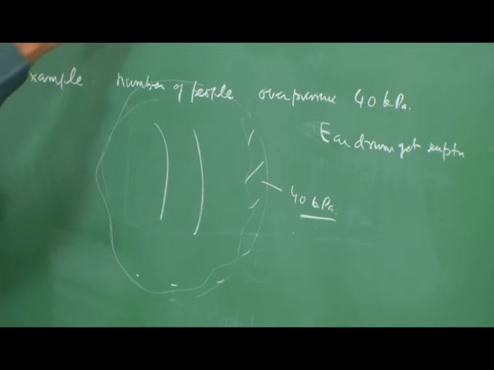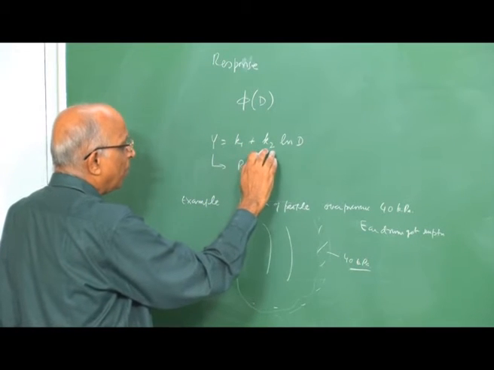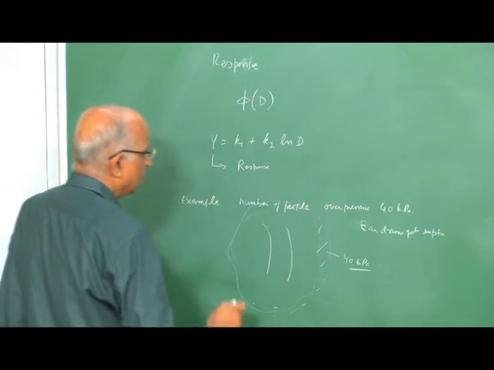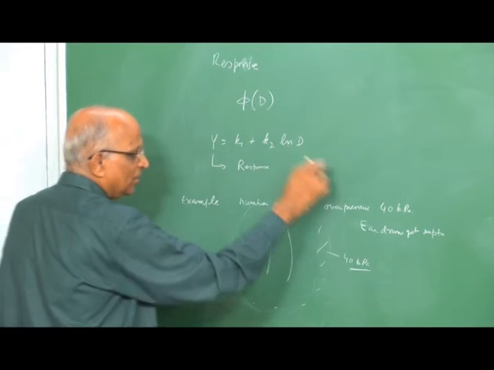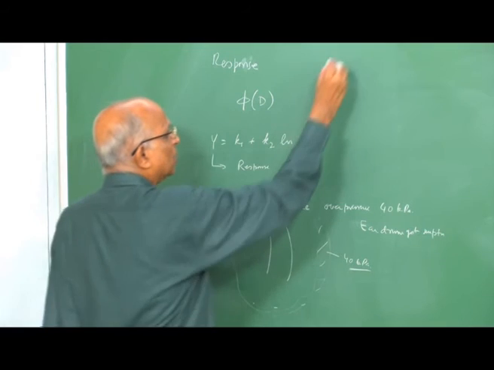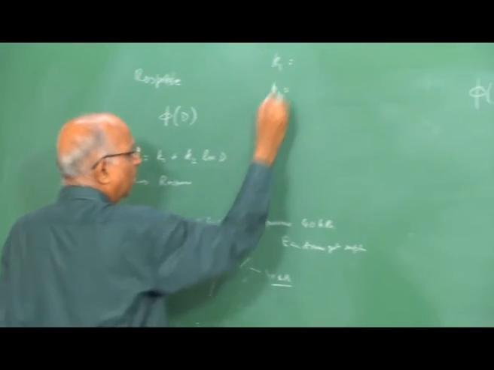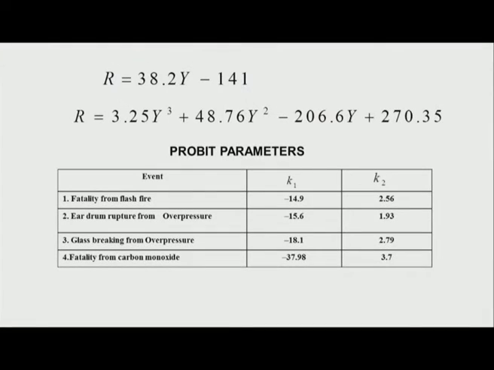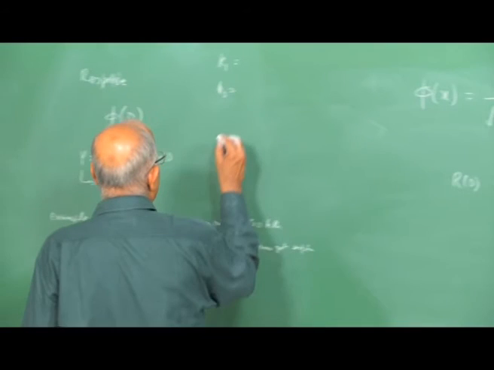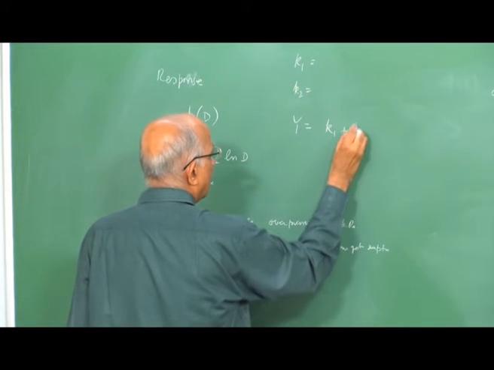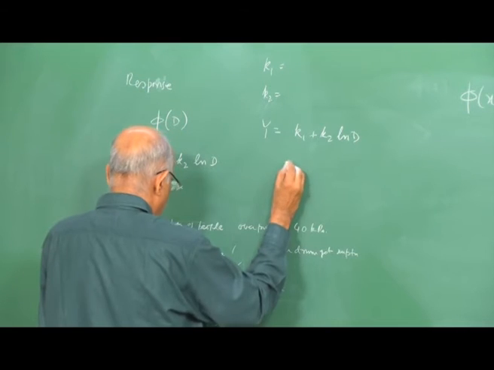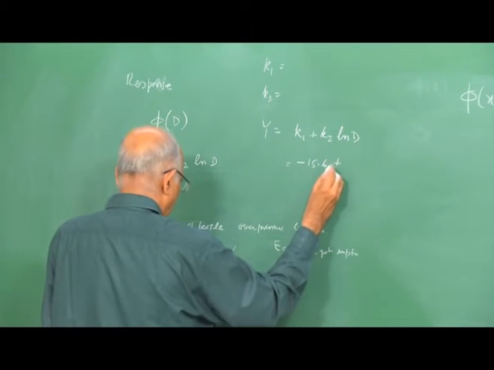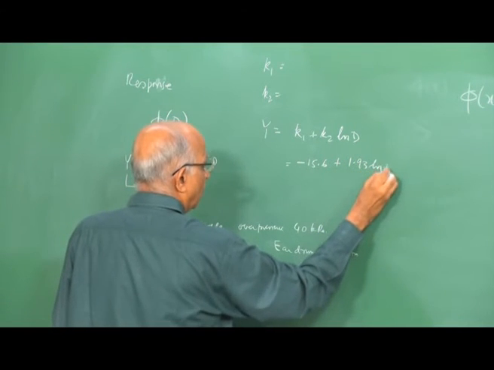In this problem, if I could have the value of the probit for, let us say, rupture of eardrums, which is available in literature, and I know that the dosage is 40 kPa, then I ask what are the values of probit k1 and k2? This is available, as shown in this slide: for eardrum rupture from overpressure, the value of k1 is minus 15.6 and the value of k2 is 1.93. Therefore, the probit is equal to k1 plus k2 ln of d, which is equal to minus 15.6 plus 1.93 ln of d.